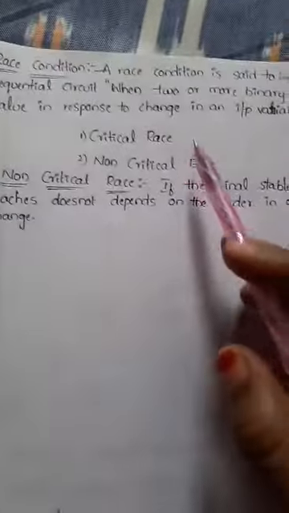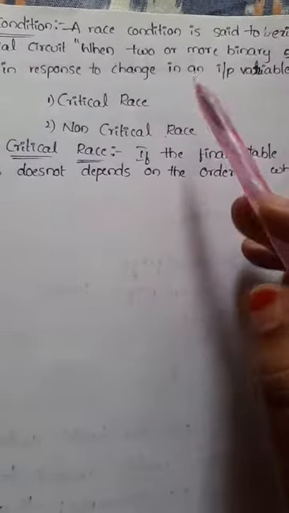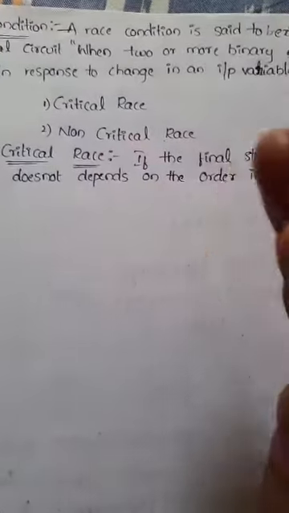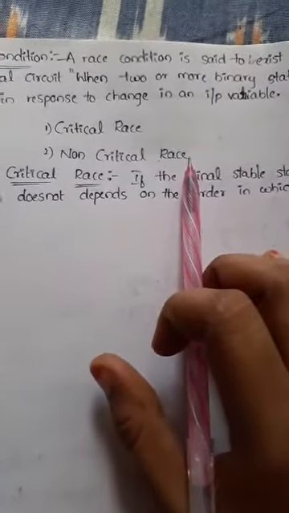Now we'll go for the next: how many types of race conditions do we have? The first is critical race and the second is non-critical race. Generally, race conditions are classified into two types: one is the critical race condition and the other is the non-critical race condition.